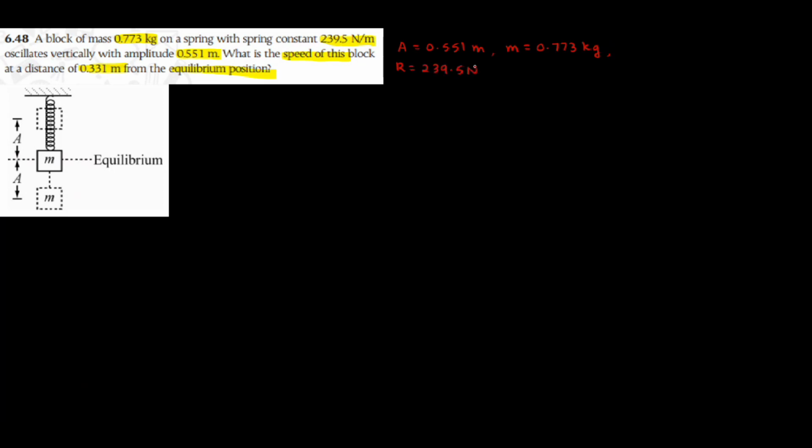239.5 Newton per meter. I need to find what is the speed of this block at a distance of 0.331 meter from the equilibrium position. So somewhere over here, between the equilibrium and the maximum height, at a distance of x equals 0.331 meter, I need to find what is the speed of the block.